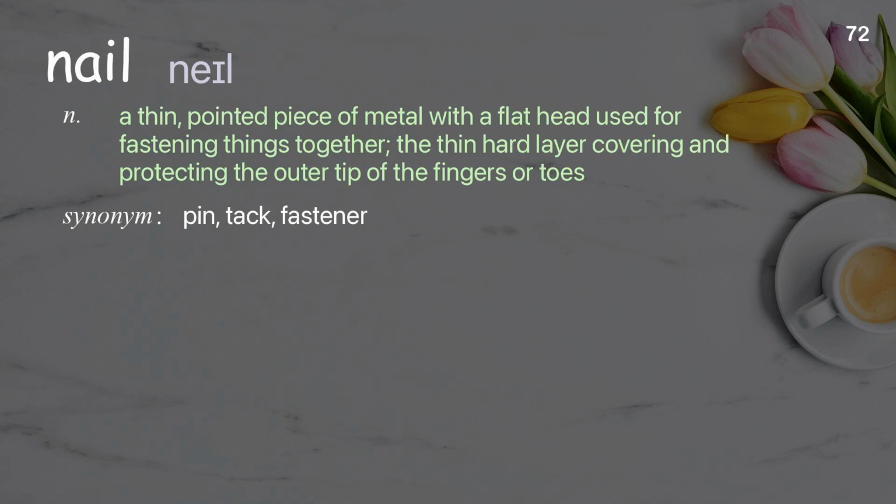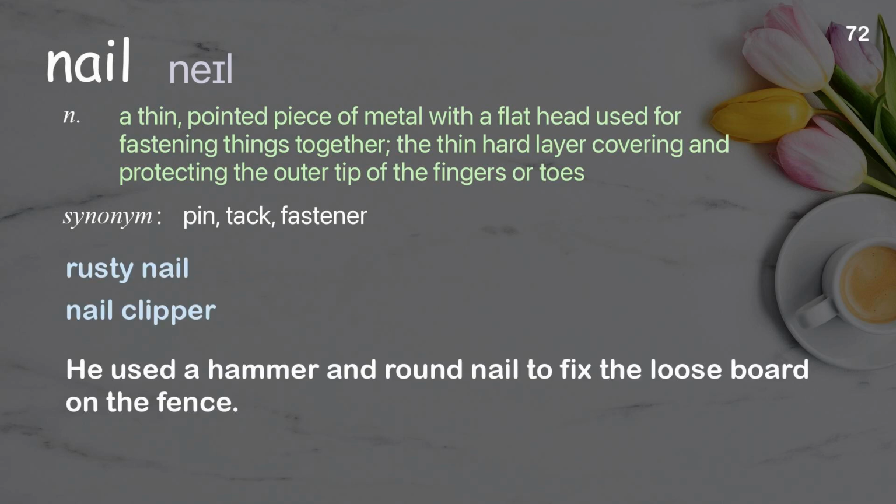Nail. A thin, pointed piece of metal with a flat head used for fastening things together; the thin hard layer covering and protecting the outer tip of the fingers or toes. Examples: Rusty nail. Nail clipper. He used a hammer and round nail to fix the loose board on the fence.